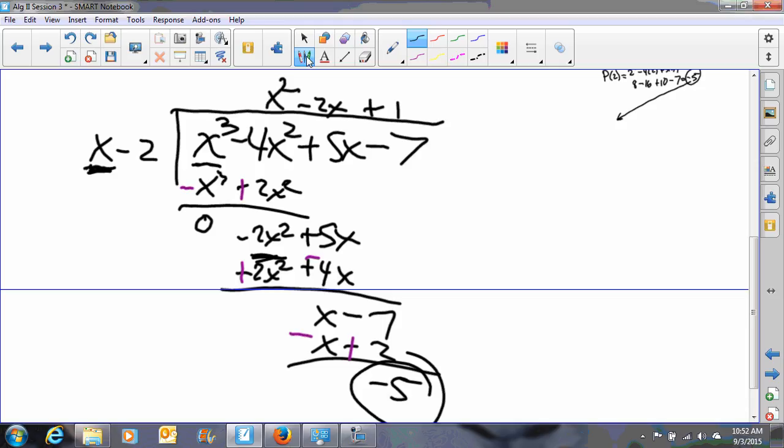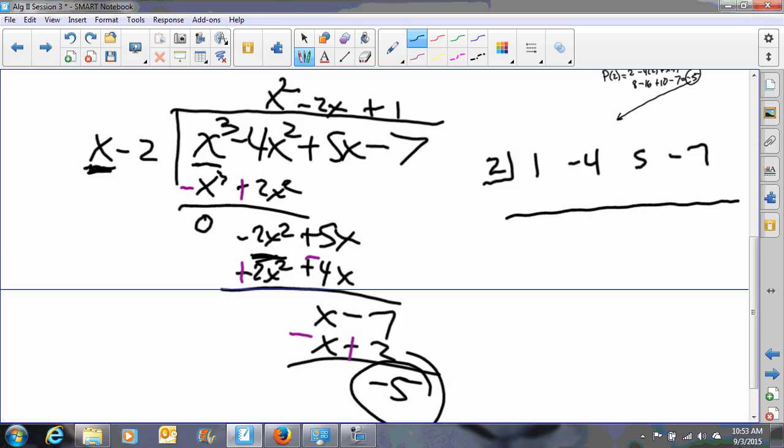Now, to do synthetic division, you had to have a linear divisor. In other words, x minus 2 had to be first degree. And what you did was in the little half square, you put the 0 of the divisor. In other words, what you put in for x that makes x minus 2 0, which is 2. Then you wrote the coefficients of the terms, and they had to be in order and none missing. We have 1, negative 4, 5, negative 7.